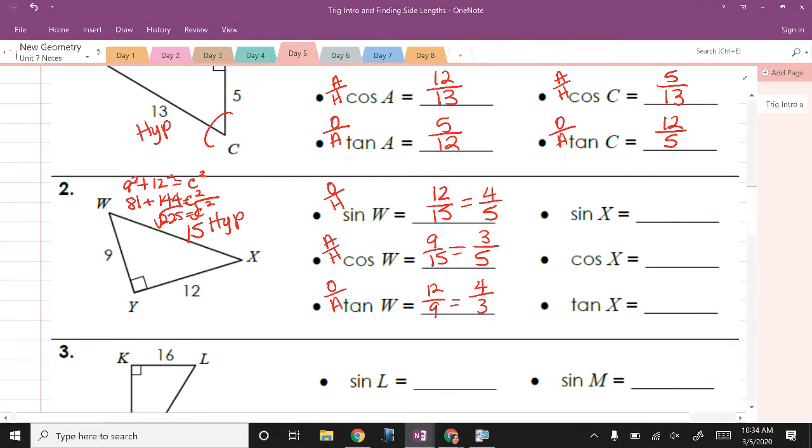Y'all are confused on what's opposite and what's adjacent stuff. You need to stop me right then, okay? So let's do for X. X, sine of X is what over what?